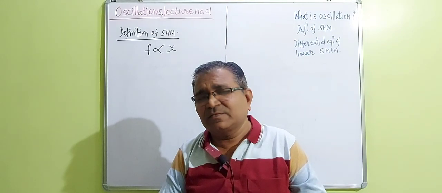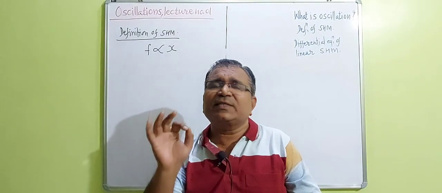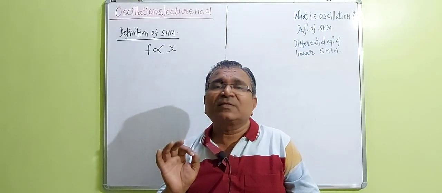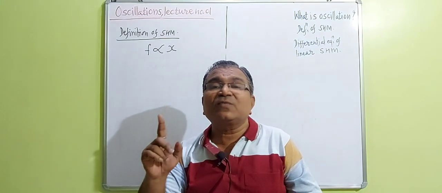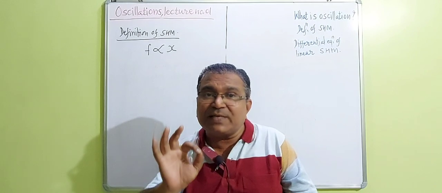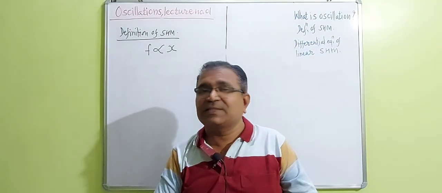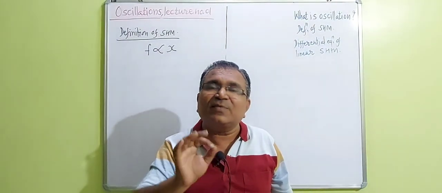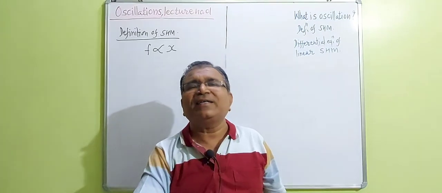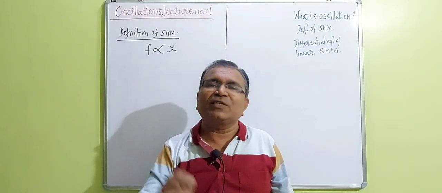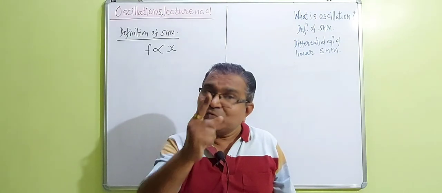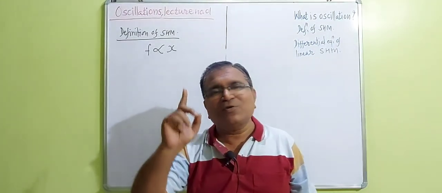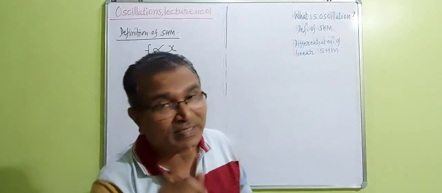I will repeat again. Simple harmonic motion is an oscillatory periodic motion in which the restoring force is directed towards the mean position. This is the most important sentence at first. Restoring force or acceleration is directed towards the mean position whose magnitude is directly proportional to the displacement, which is measured from the mean position. I will write the definition on the board, dear student, at first.